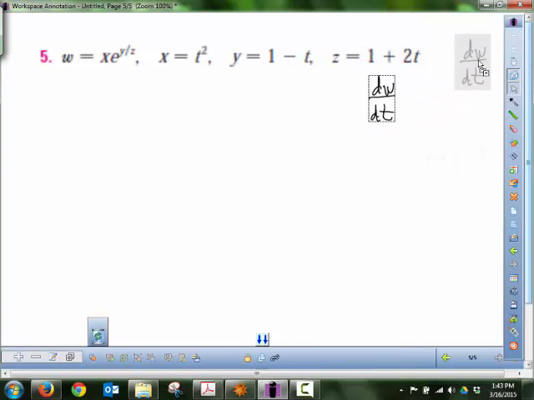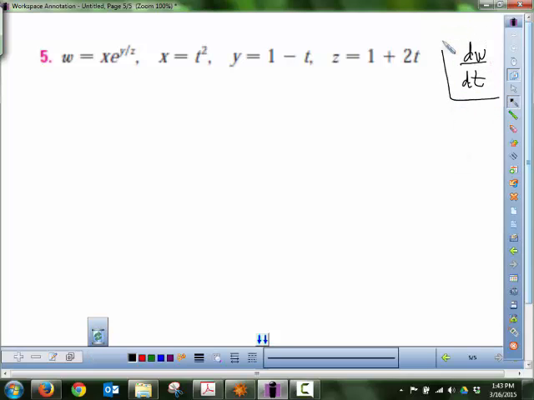So they want you to find dw/dt. Notice that w, though, is not a straight d function, right? It has x's, y's, and z's, so we have to take a look at this as a partial. So according to the formula, or maybe we could approach it like this. Let's say w is a function of three variables, x, y, and z.